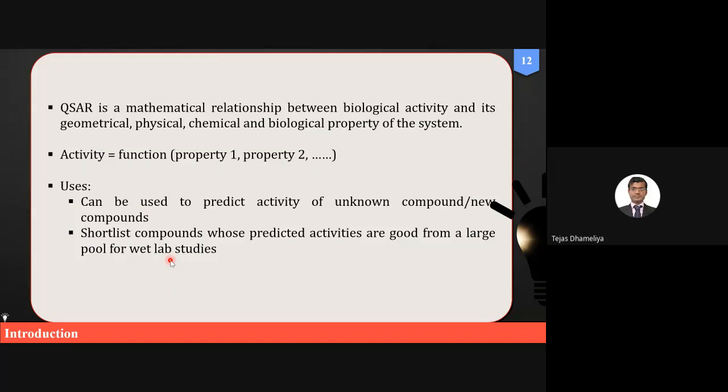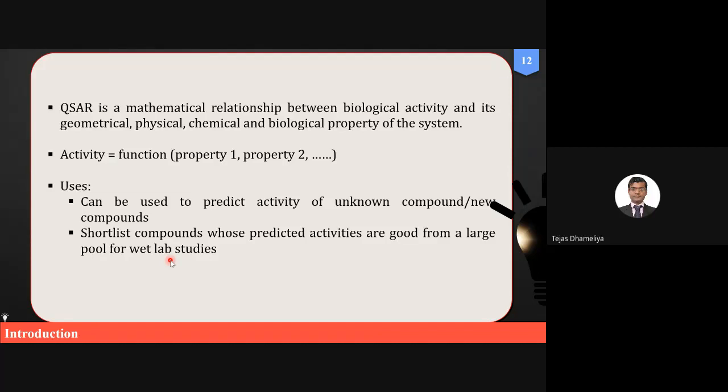So what are the uses? The uses can be that it is useful to predict the activity of an unknown compound or a new compound. Without synthesizing the compound, we can predict the activity of the compound. Right? Just like an astrologer tells what will happen in the future.